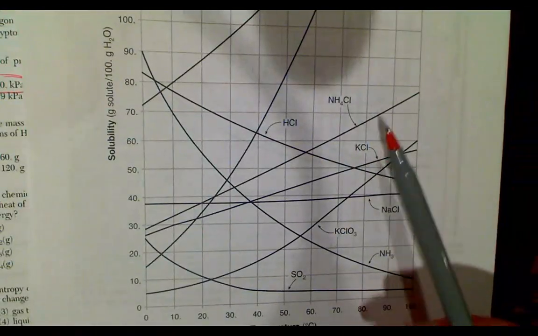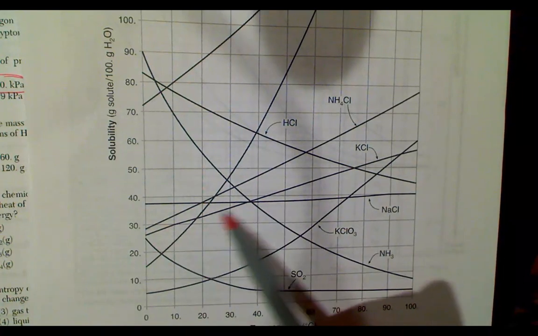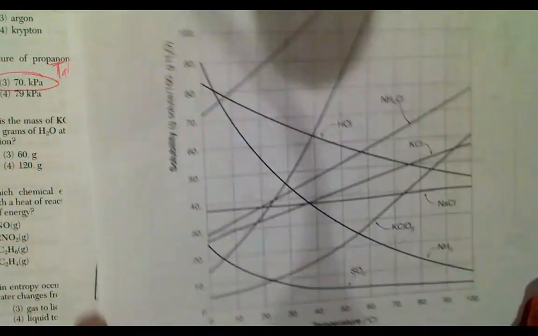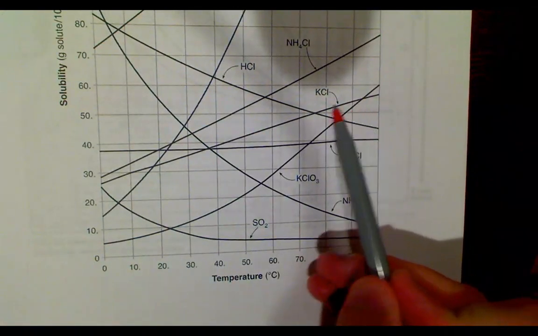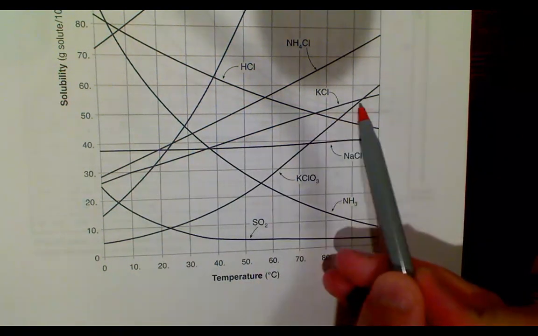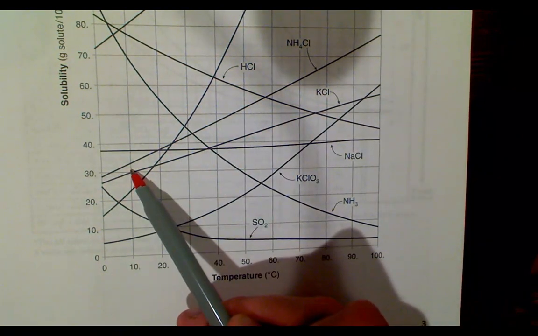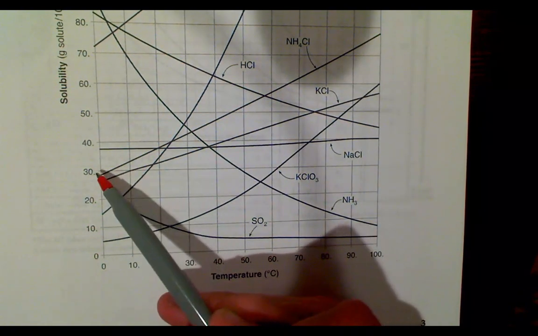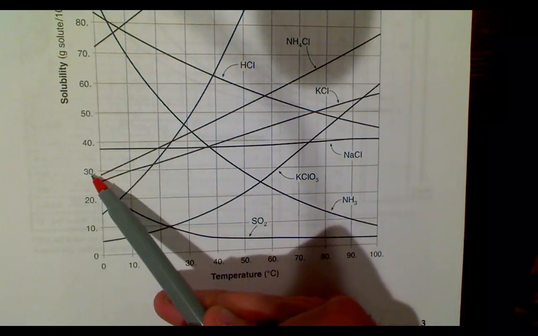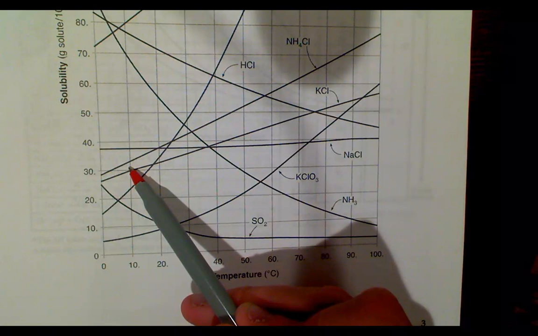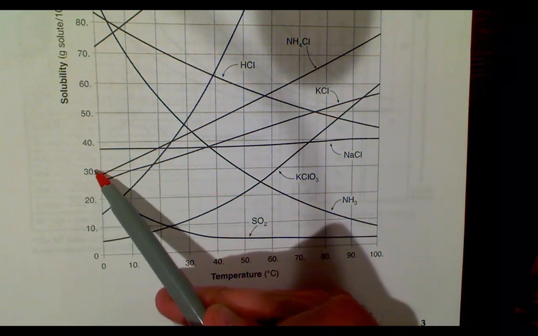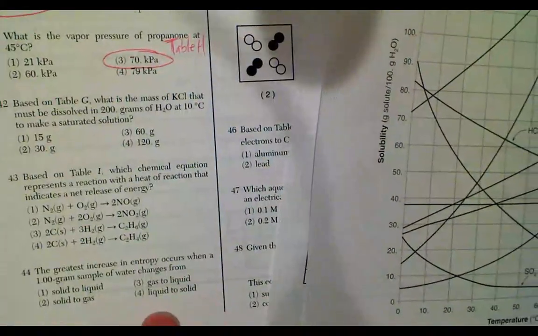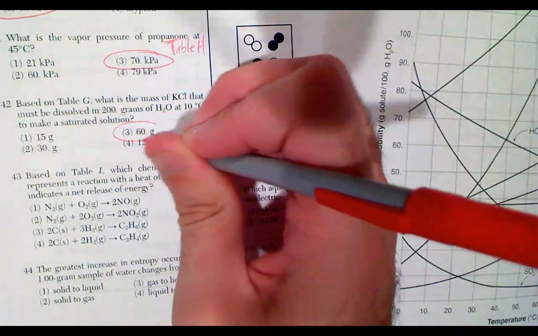KCl. Let's find KCl right here. Here's our KCl line. It's that line right there. And the question asked about KCl at 10 degrees. So I'm going to find the KCl line, and I'm going to see at 10 degrees, how much should I get dissolved? So there's KCl. There's 10 degrees. At 10 degrees, I go up. And it looks like I should get right about 30 grams that can dissolve per 100 grams of water. If we're using twice as much water, 200 grams, we should be able to get twice as much of this dissolved. So it should be 60 grams of KCl that can dissolve. And if I go back to my question, that's exactly what choice 3 says, 60 grams.